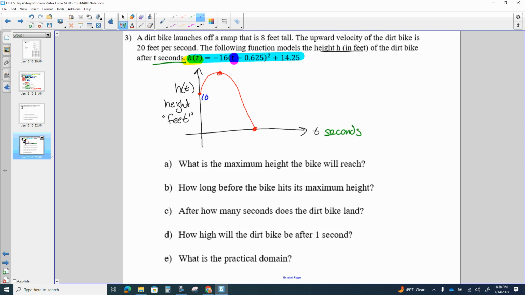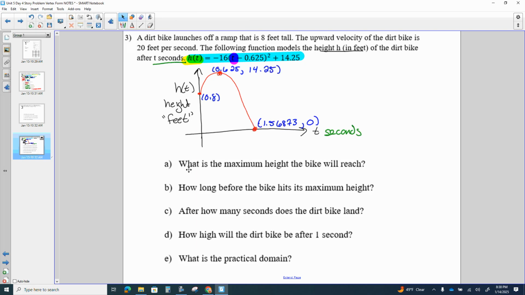So again, he starts off at 8. This, our maximum point, is 0.625, and then this is 14.25. That's the maximum point. And then our intercept, where it's hitting the ground, was at 1.5. It's going to be this long decimal again. We're just going to copy it and then comma 0 because it's at the ground. So there's no height to it at that point.